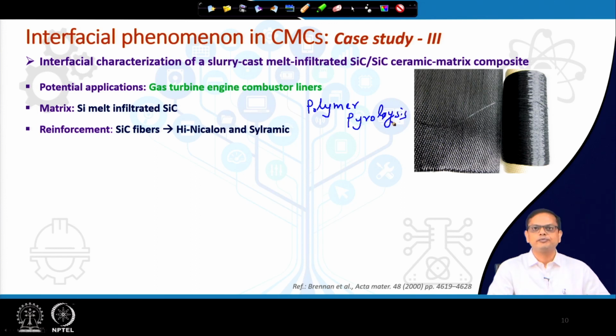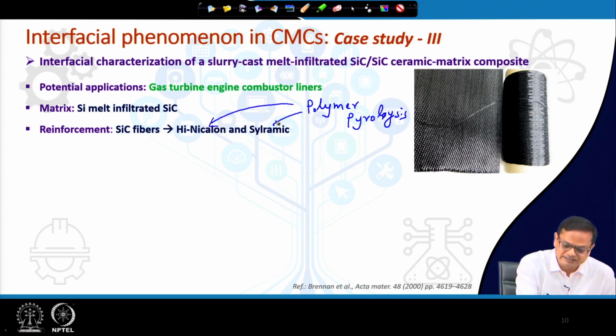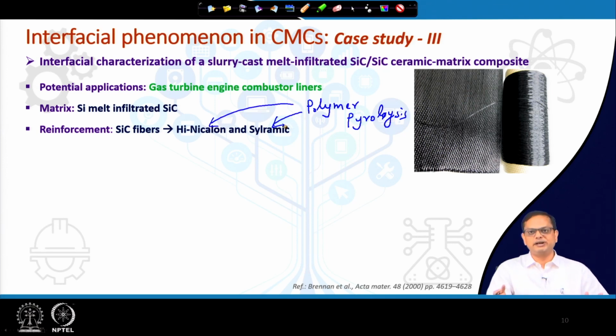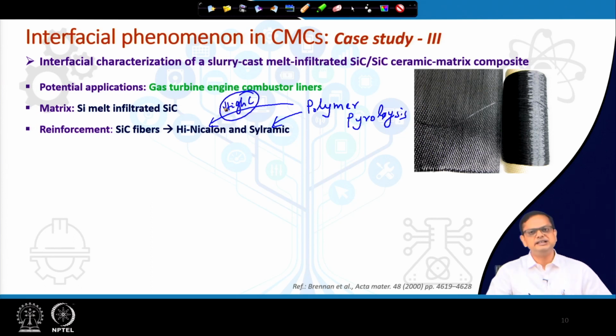Both this Hi-Nicalon and Ceramic have been made by two different companies, two different vendors. One is Nicalon, the other one is Ceramic. There is a subtle difference between these two. Both are made by polymer pyrolysis, but Hi-Nicalon has a little bit higher carbon content. SiC should ideally be in stoichiometric composition, so it should be SiC, but then how do you make it.